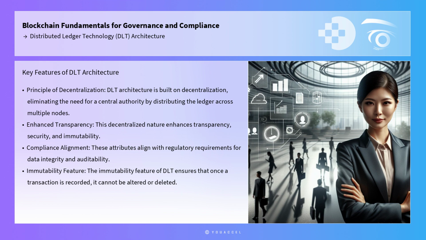DLT architecture is built on the principle of decentralization, which eliminates the need for a central authority by distributing the ledger across multiple nodes in a network. This decentralized nature enhances transparency, security, and immutability. For compliance specialists, these attributes align with regulatory requirements for data integrity and auditability. For instance, the immutability feature of DLT ensures that once a transaction is recorded, it cannot be altered or deleted, which is crucial for maintaining accurate records in compliance audits.